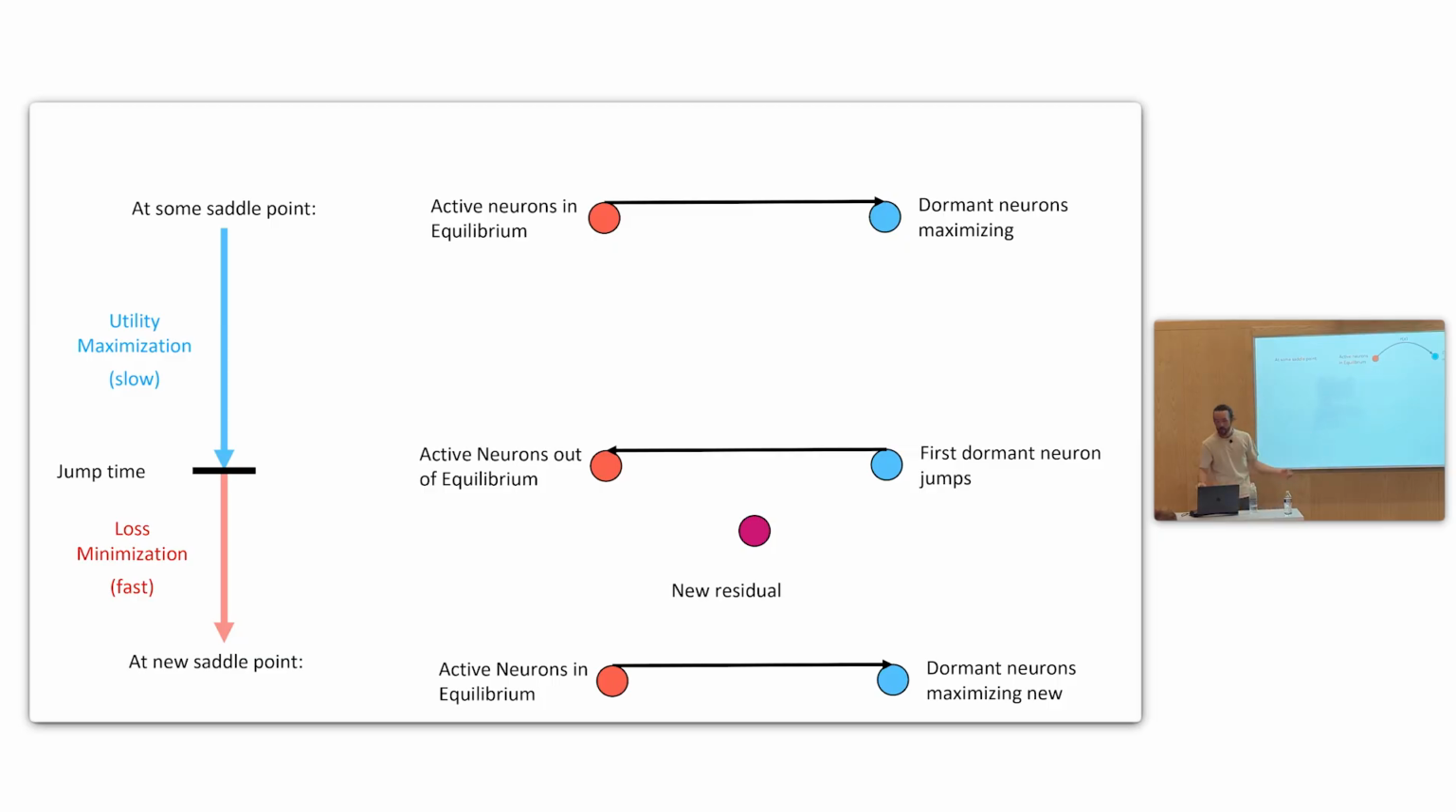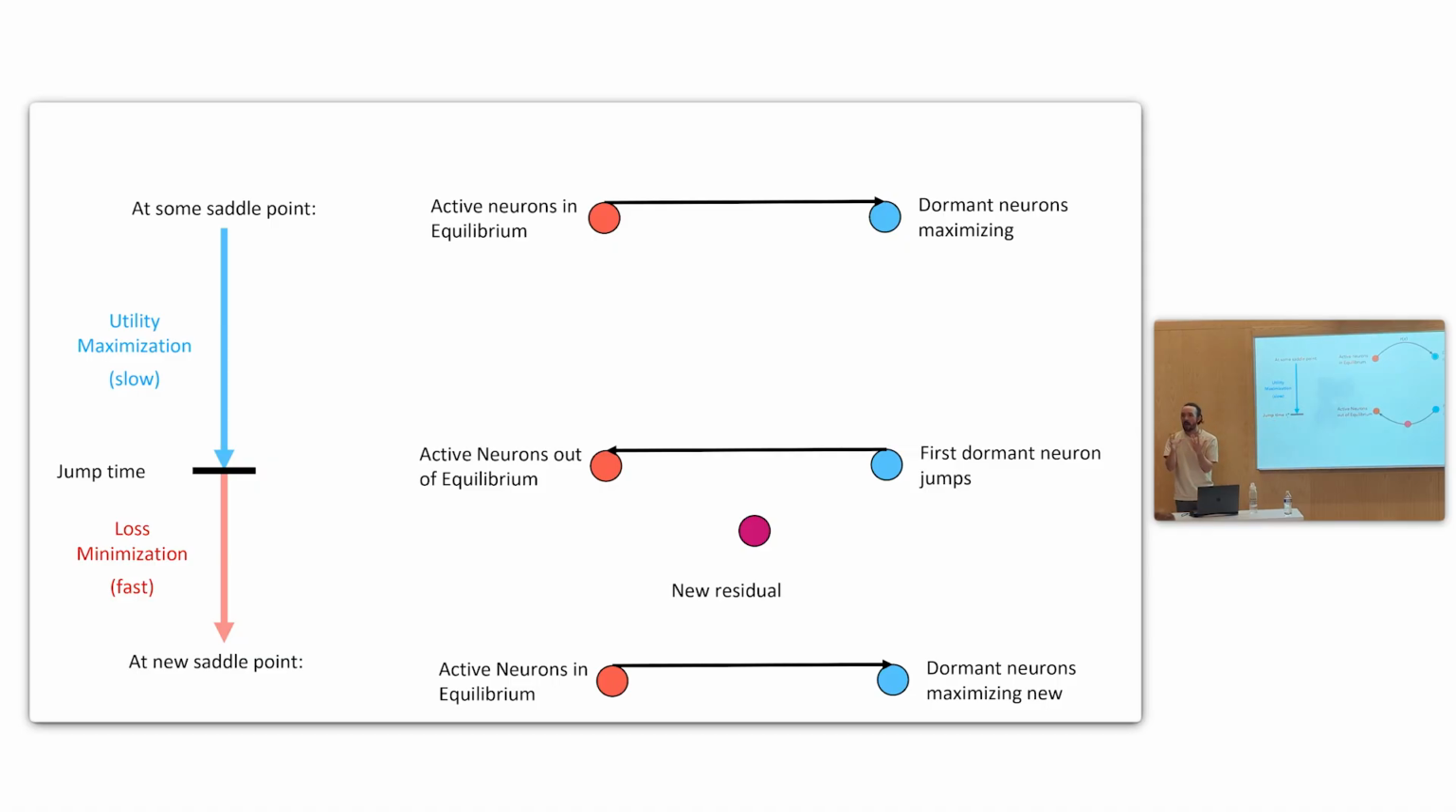Then the dormant neurons all try to maximize independently their utility with that given residual. They're doing this all independently, and we can basically solve these maximization problems explicitly. We can solve for the direction of maximal utility, and then we can solve for the time it takes for a dormant neuron to activate. We then get the first neuron to activate, basically jumping from essentially near zero parameters to non-zero parameters, at which point we add that dormant neuron in that direction to an active set.